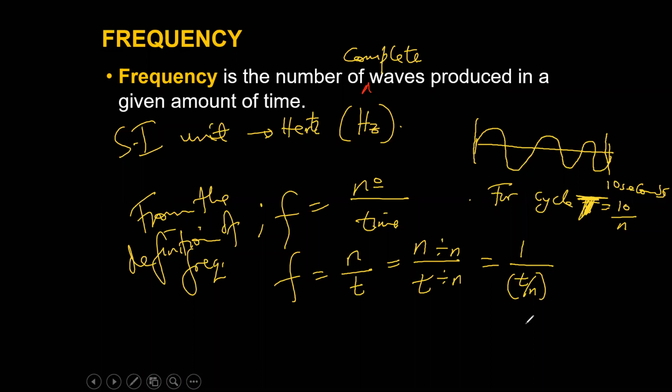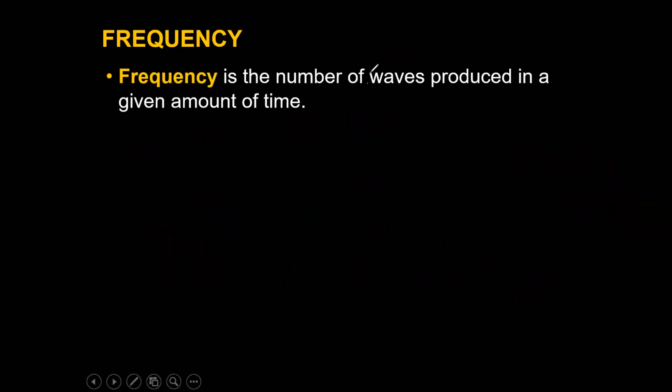So, in other words, this is the same as 1 out of capital T, where capital T is the periodic time, T out of N. Capital T, periodic time, is defined as the time taken to make one complete cycle. So what I needed to write is this: here we have complete waves. We have the SI unit, which is the hertz. We have already done that.